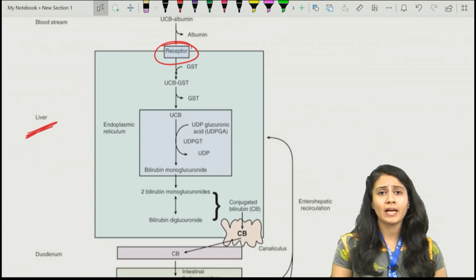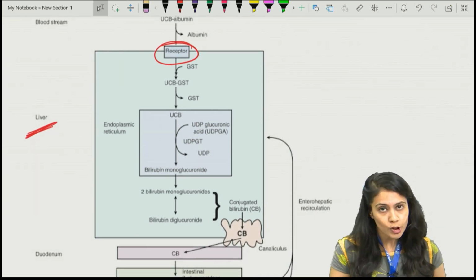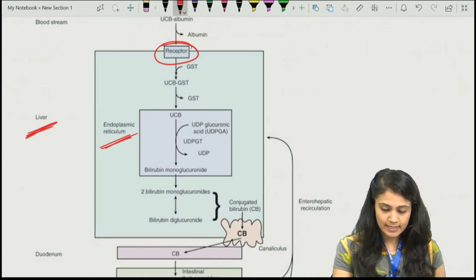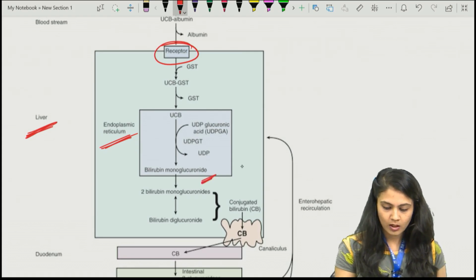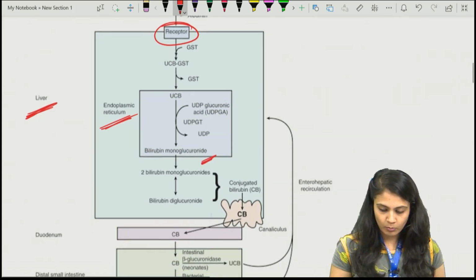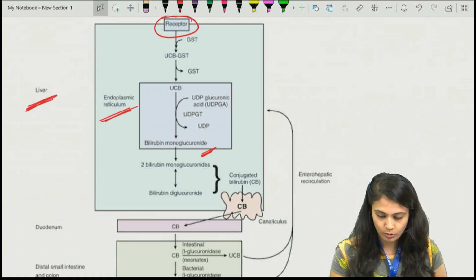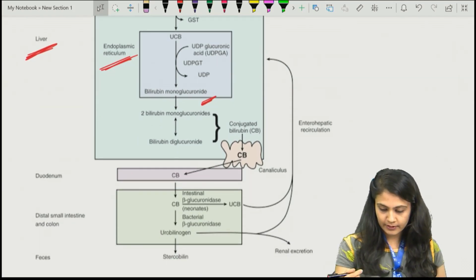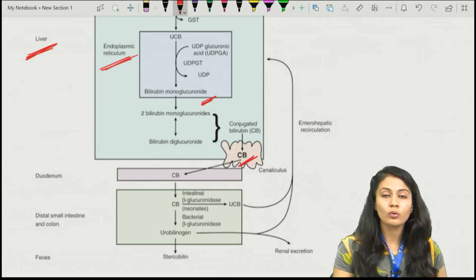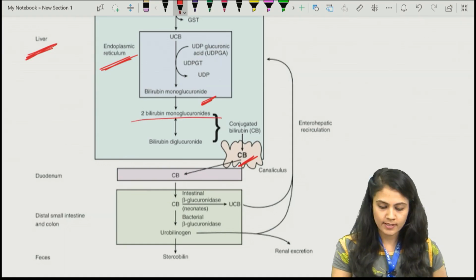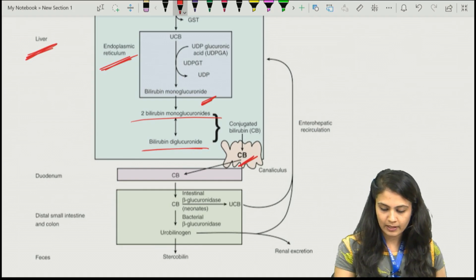Then with the help of GST, what is GST? It is glutathione S transferase. With the help of that, it is sent to the endoplasmic reticulum of the liver cells, the hepatocytes, and there it is converted to bilirubin monoglucuronide with the help of UDP glucuronic acid, that is uridine diphosphate glucuronic acid. Then it is ultimately converted to conjugated bilirubin via the steps of bilirubin monoglucuronides and bilirubin diglucuronides.